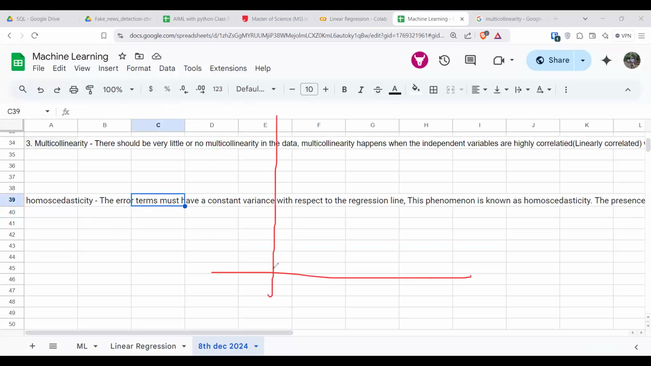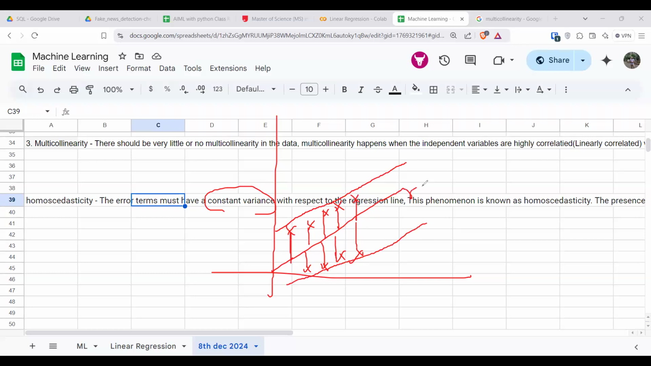So suppose this is your regression line and these are the errors, right? 1, 2, 3, 4. This is your data point, this is your error. Again, this one, and this one. These are your error terms, and they should have a constant variance. If you see a distribution of the variance with respect to a regression line, it should be constant. It should not increase as you increase your x values, right? As x increases, the variance of the error terms should not increase.